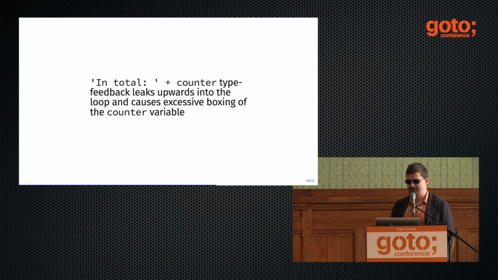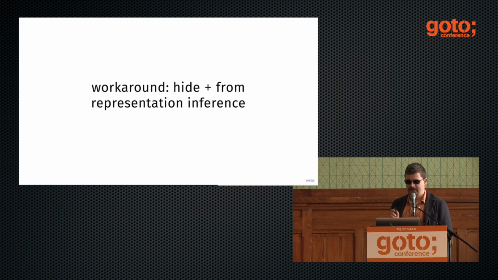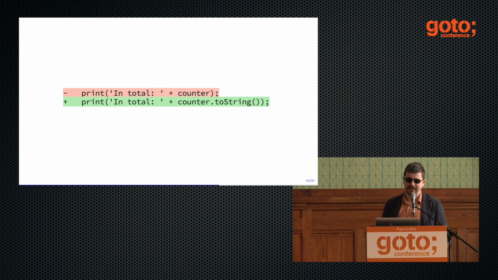So you can dig through the V8 bug tracker and find the bug. And what was happening is that there was at the very end of the benchmark the line that was printing the counter. And it turns out this line was causing all kinds of shenanigans to happen in the V8 internals. And there was a workaround for it. You just need to hide the fact that you're adding this variable to something.